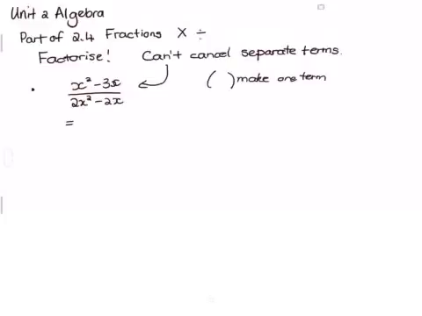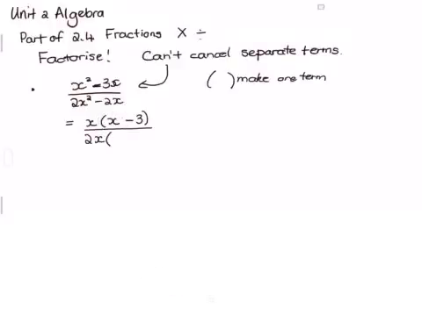So at the top, can you see there's a common x? Go back to our rule, x times what gives me x squared? X times x. Then follow your negative. X times what gives me 3x? That's x times 3. Look at the bottom. There, can you see I can take out a 2 and an x. So 2x times what gives me 2x squared?